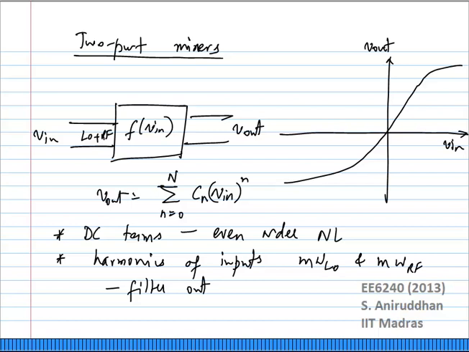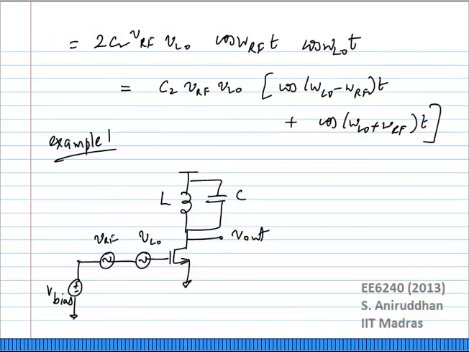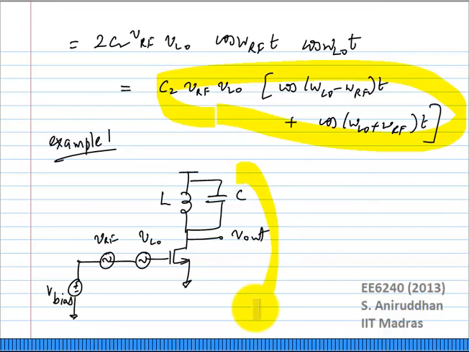And the simplest one we said was a square law mixer using a long channel MOSFET in the saturation region. So we just modeled it as Vout equal to C1 Vin plus C2 Vin squared being the model of the nonlinearity. And the cross term actually gives you this multiplicative quantity that you are interested in. Is that okay?